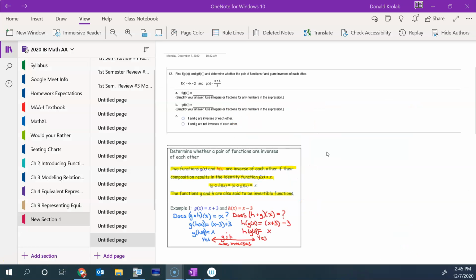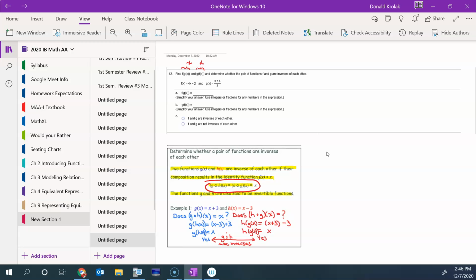All right, it says find f of g of x and g of f of x and determine whether the pair f and g are inverses. They're going to be inverses if when you do these compositions, you end up with the identity function, which is x. So that's what this is saying right here. Two functions are inverses of each other if their composition results in the identity function, f of x equals x.